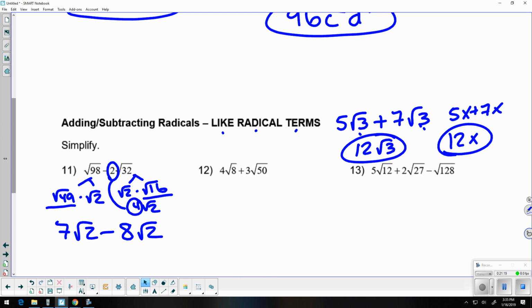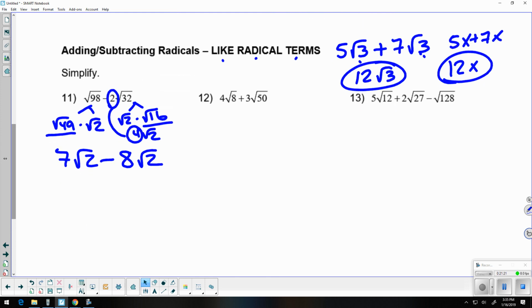So here's our real problem. 7 square root 2, we're subtracting from it 8 square root 2. So I'm really just subtracting 7 minus 8. I get negative 1 square root 2, or just simply negative square root 2 will be my answer. Same idea for number 12 for the next one.